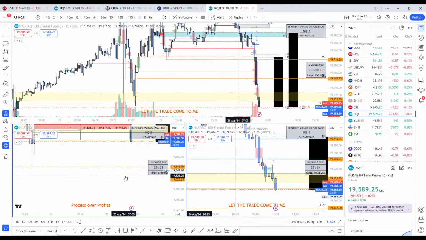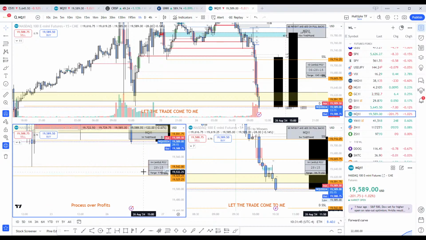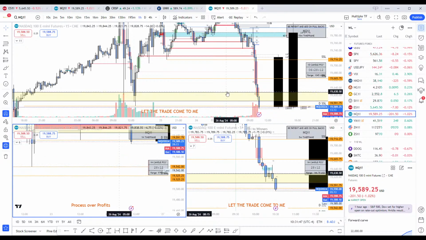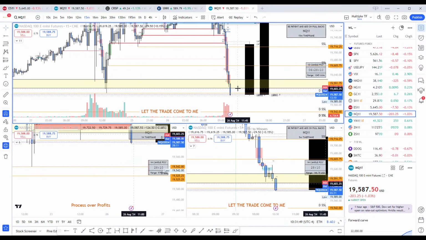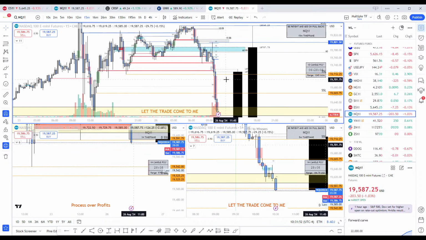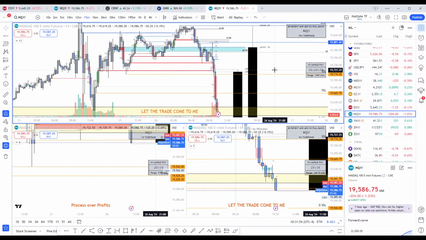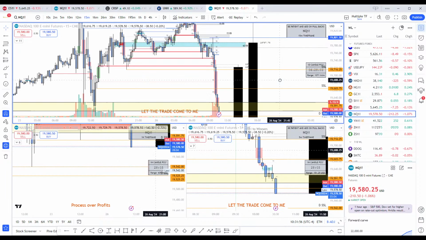What's the level we're looking for? The 19,542 level. It's probably about to get taken out here today. If we see some type of retracement, I would highly suggest waiting for the retracement, see a change in state of delivery, flip back bearish, short this thing back down, and let's have a great week.